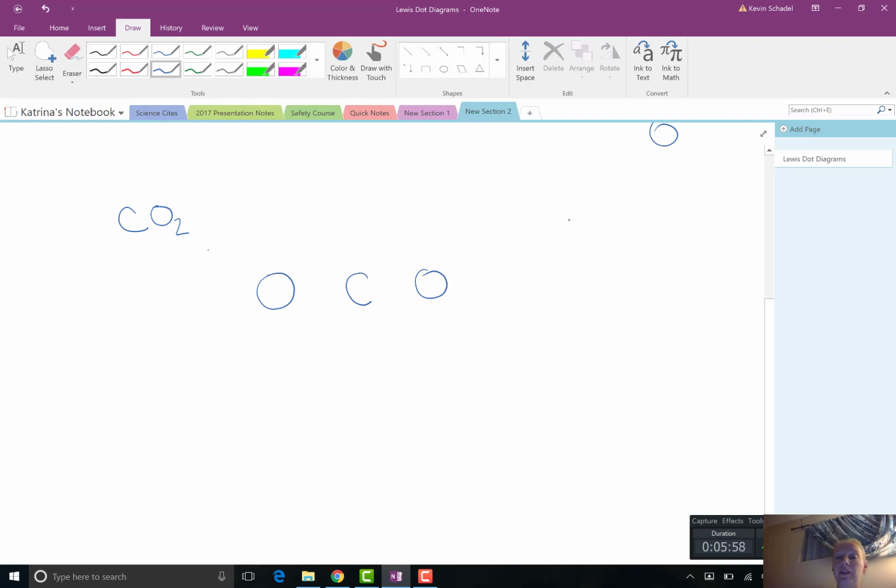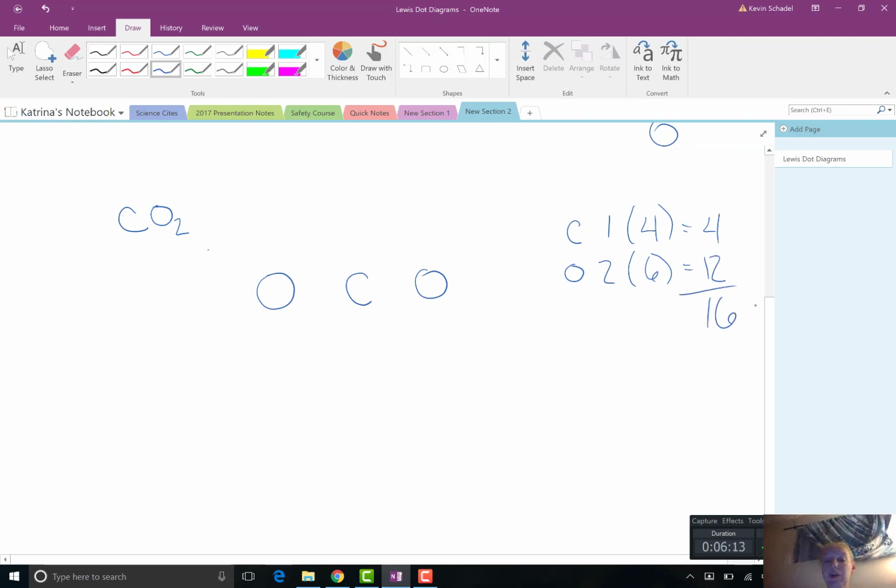Second step, count valence electrons. We've got 1 carbon, 2 oxygens. Each carbon has 4 valence electrons. Each oxygen has 6. That gives me a total of 16 electrons to work with. So from there, I'm going to place a bond connecting all of my atoms. That uses up 4. Now this is the step that wasn't necessary in the tetrahedral carbon.